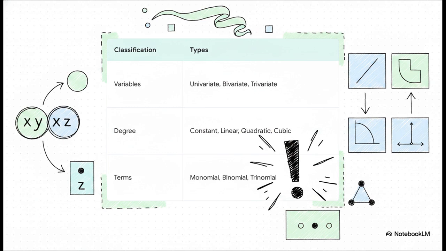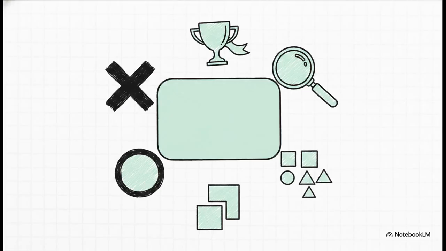But hey, pay really close attention to that middle row. A 0-degree polynomial is just a constant number, like the number 3. But the degree of a 0 polynomial itself, that is literally mathematically undefined. Definitely keep that little trick in your back pocket for exams. Let's put this into practice and crush a few competitive exam questions straight from your notes.